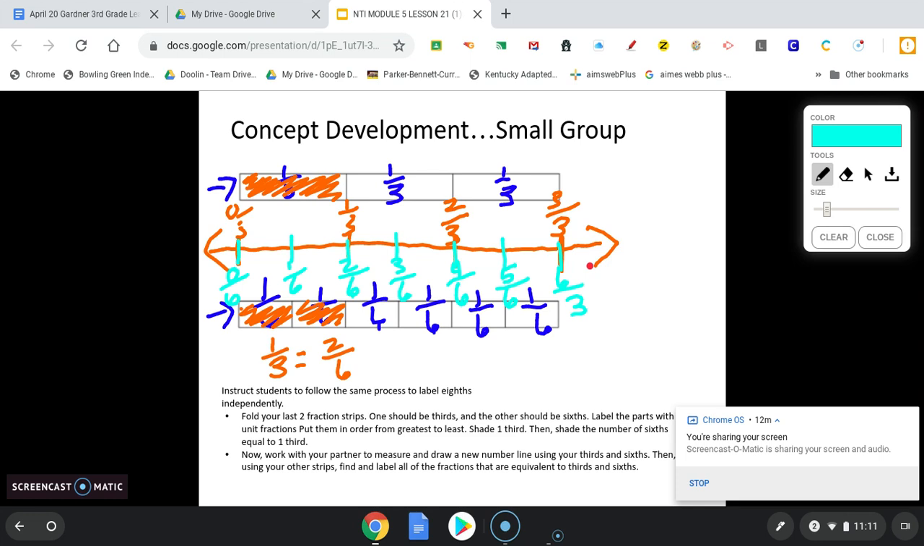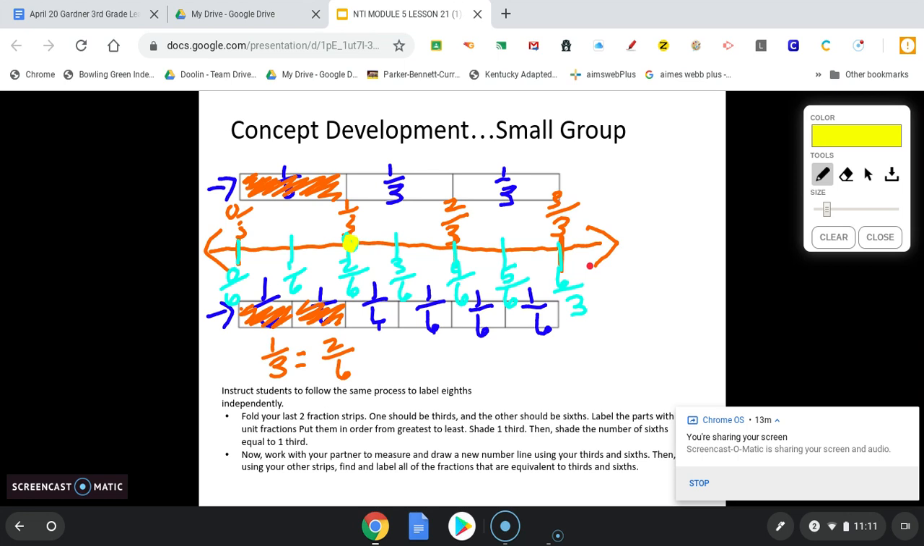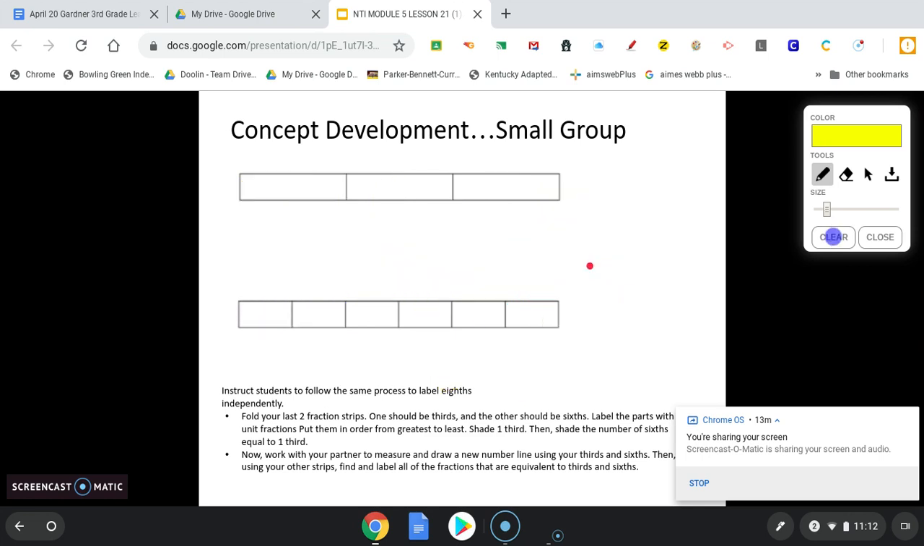Now, can you see that right here, 1/3 and 2/6 are at the same point on this number line? Look, they're at the same point. 1/3 is equivalent to 2/6. Do you see anything else that's equivalent? Very good. 2/3 is equivalent to 4/6. Anything else? Very good. This is supposed to be 6/6. 3/3 is equivalent to 6/6. Good job, boys and girls. Remember, you have these fraction strips to use. That's what they are for.